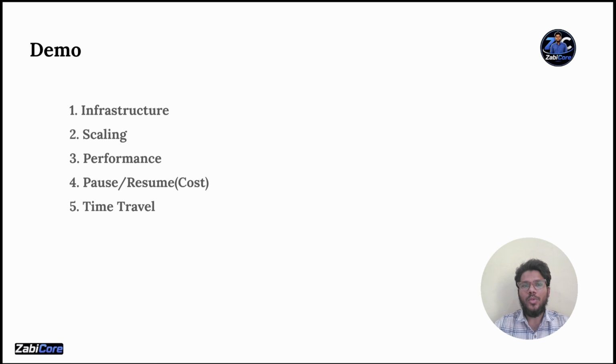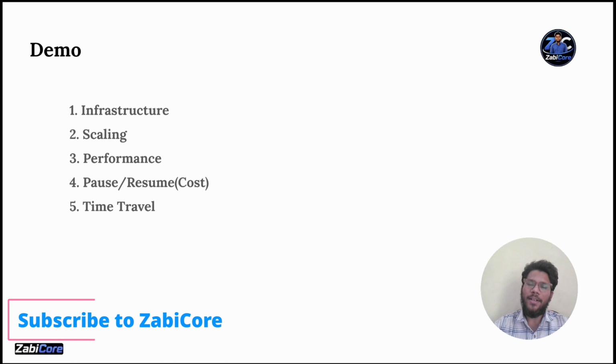Demo. Infrastructure, scaling, performance, cost, and time travel. In infrastructure, in a traditional data warehouse, you have to install the server and everything is managed on the physical server, so you need to manage everything. But in Snowflake, you can just create the account using Gmail and start using the Snowflake platform.